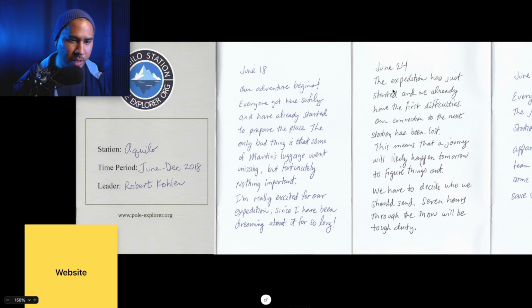June 24th. The expedition has just started and we already have the first difficulties. Our connection to the next station has been lost. This means that a journey will likely happen tomorrow to figure things out. We have to decide who we should send. 7 hours through the snow will be tough duty.